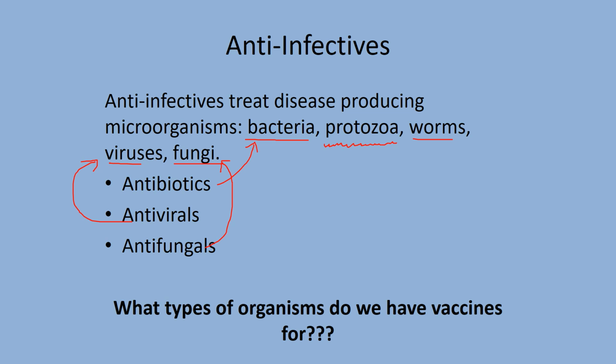So what type of organisms do we have vaccines for? So the flu vaccine. What type of organism is the flu? So the flu is a virus. And we also have tetanus, right? Tetanus is a bacteria. So those are it, only virus and bacteria. We do not have any vaccine protection from fungus, so yeast infection, ringworm, athlete's foot, or malaria at this time, being a protist.